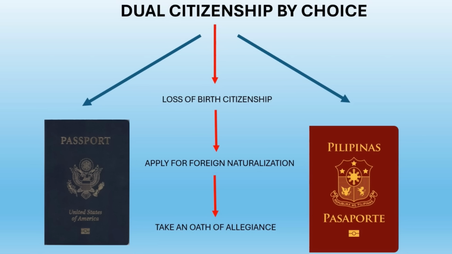Now, the second type of dual citizenship is dual citizenship by choice. For this type of dual citizenship, a Filipino who migrated abroad and lost his or her Filipino citizenship by virtue of foreign naturalization can reacquire Filipino citizenship. He must apply for dual citizenship and must take an oath of allegiance. This is what it means to be a dual citizen by choice. So there are positive actions that must be performed by a former Filipino citizen.